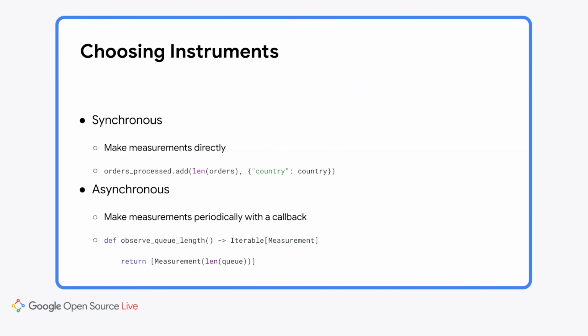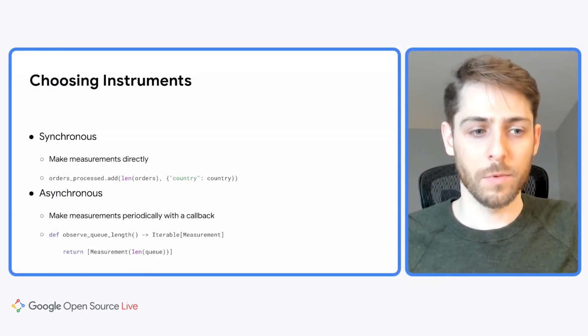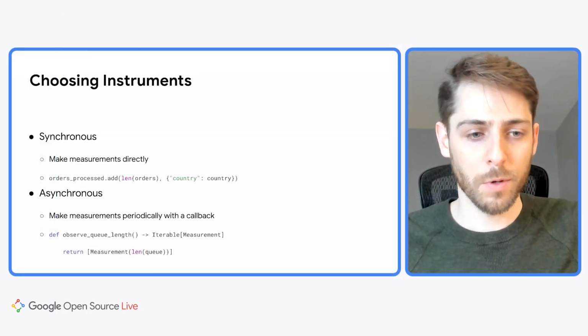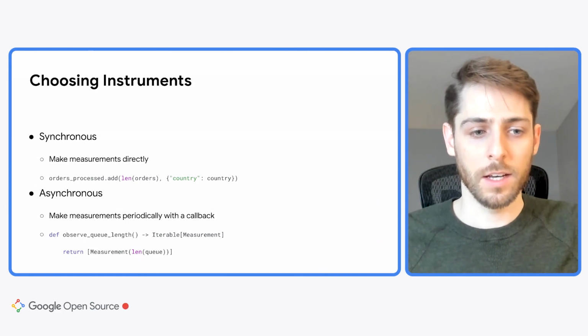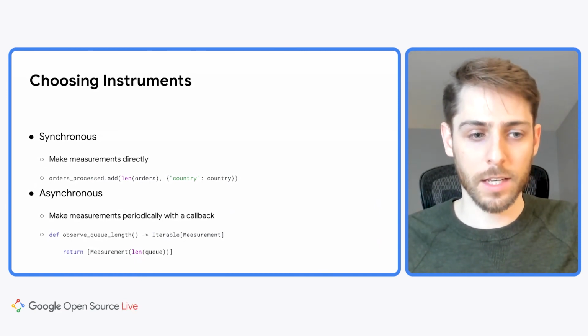For each of those kinds, there's a synchronous and an asynchronous version. So synchronous instruments are for making measurements directly. Like we saw in the previous example, you'll call orders process add when you process an order. And asynchronous instruments are for observing a value periodically with a callback, right? So in this example, we want to see how long the queue is. Occasionally, we'll just check the length and report that.